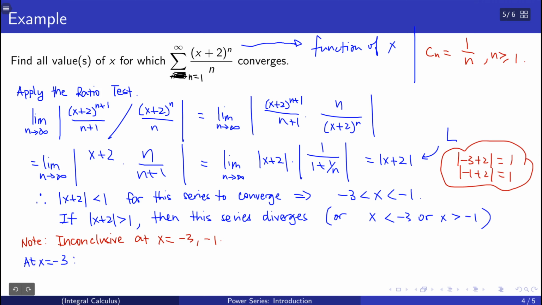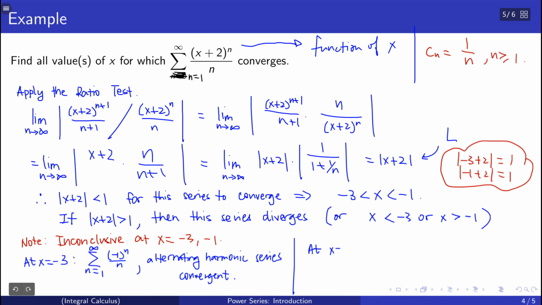At x equals -3, what does the series give you? Now you're actually just looking at a specific value of x, so let's just plug it in. It's (-1)^n over n, since -3 plus 2 is -1. And this is your alternating harmonic series, which we have already looked at before, is convergent. Whereas at x equals -1, your series is now just -1 plus 2, which is 1 raised to the n, so it's just 1 over n. And this is just your harmonic series, which is divergent.